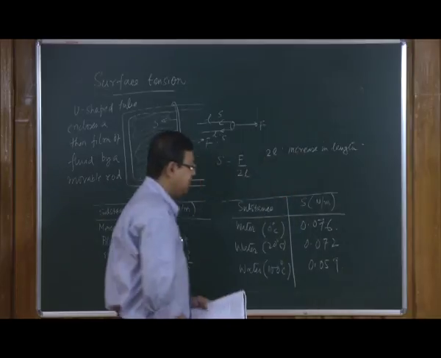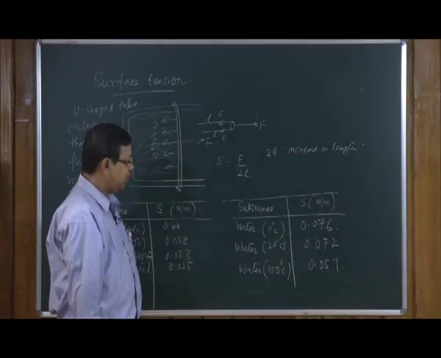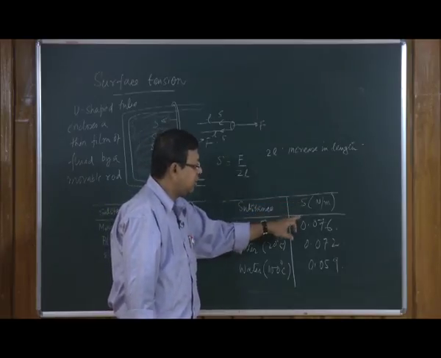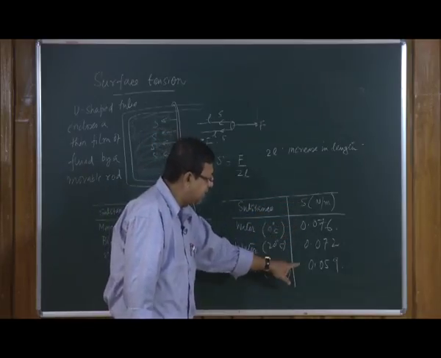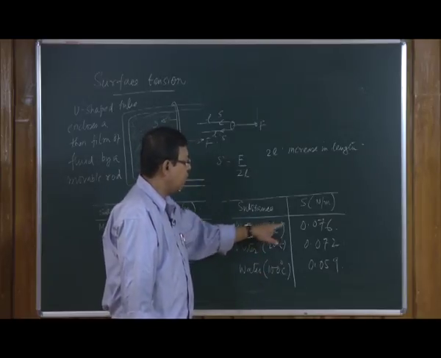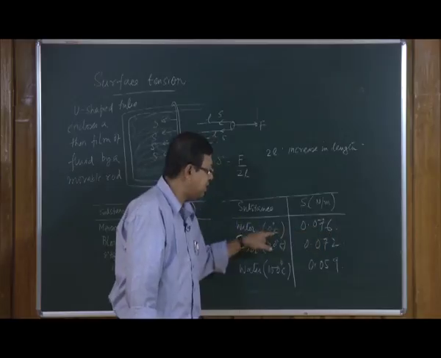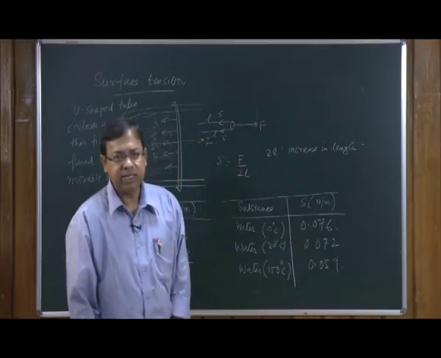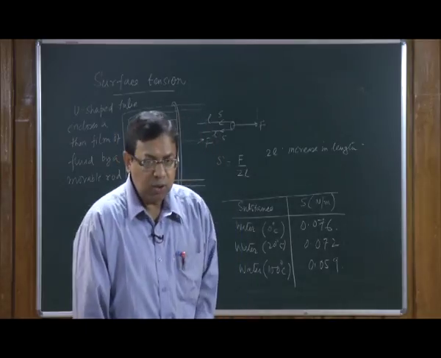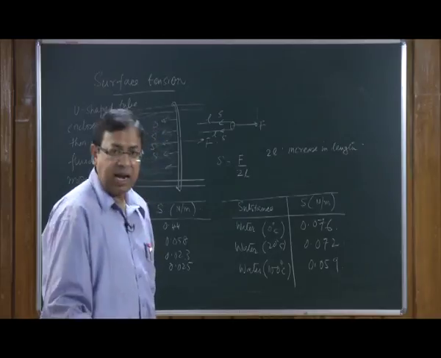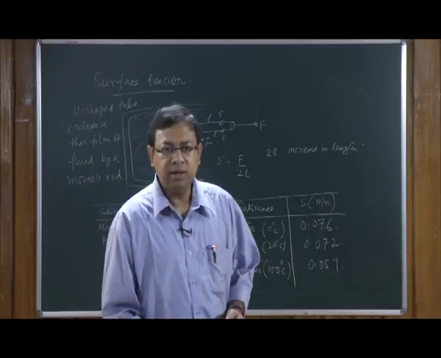0.059. It is interesting to see, which we will not discuss at length, that the surface tension decreases with increase in temperature. So, it goes down from 0.076 at 0 degree centigrade to 0.059 at 100 degree centigrade. So, let us understand this surface tension a little better.